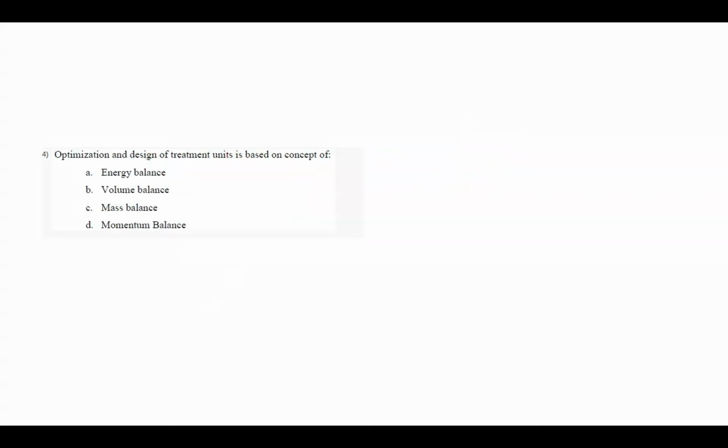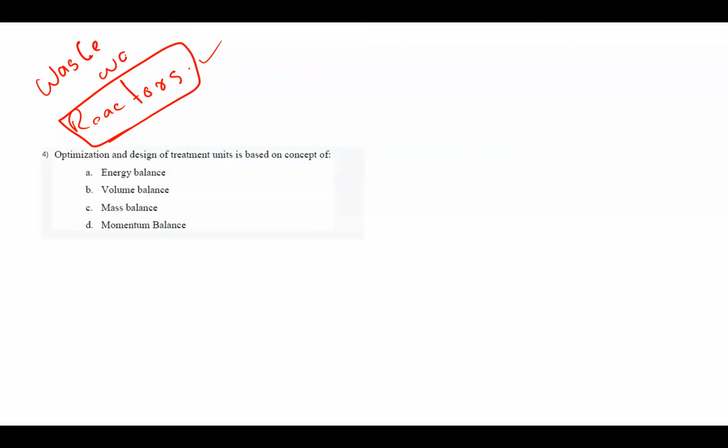Okay, next question. Optimization and design of a treatment unit is based on, so this is about reactors, wastewater treatment reactors. I hope you guys have seen the lectures, right? Hopefully you have seen the lectures and analyzed the balance equations, you already have learned, right? This is a wastewater reactor, which I explained even before, three slides back.